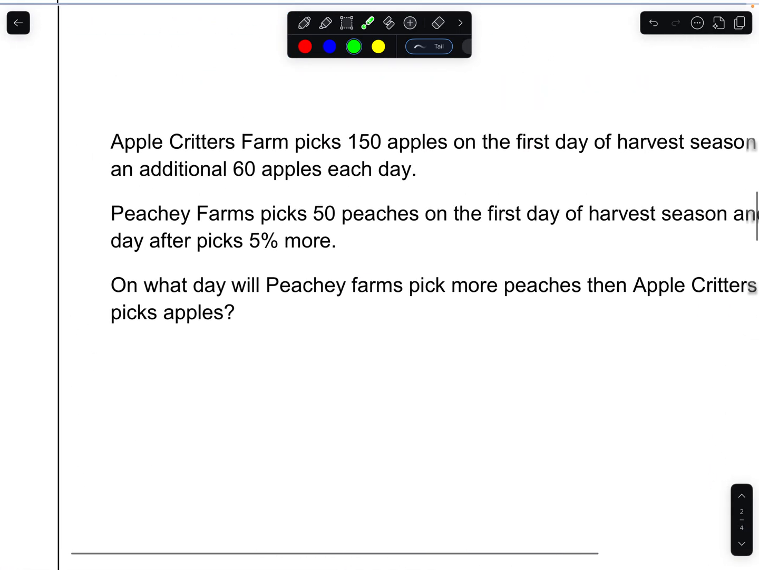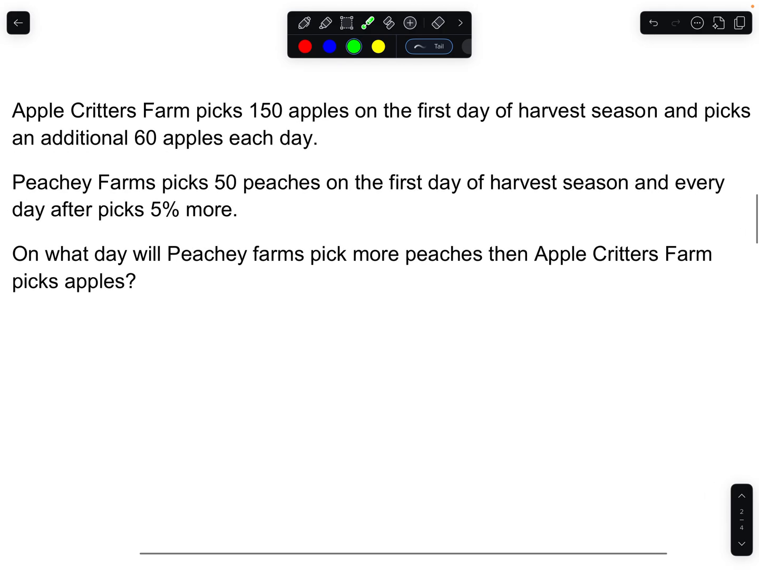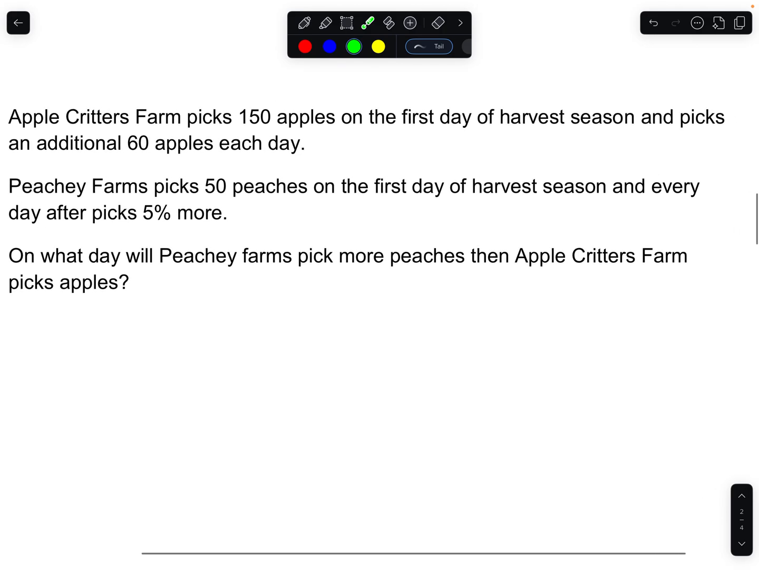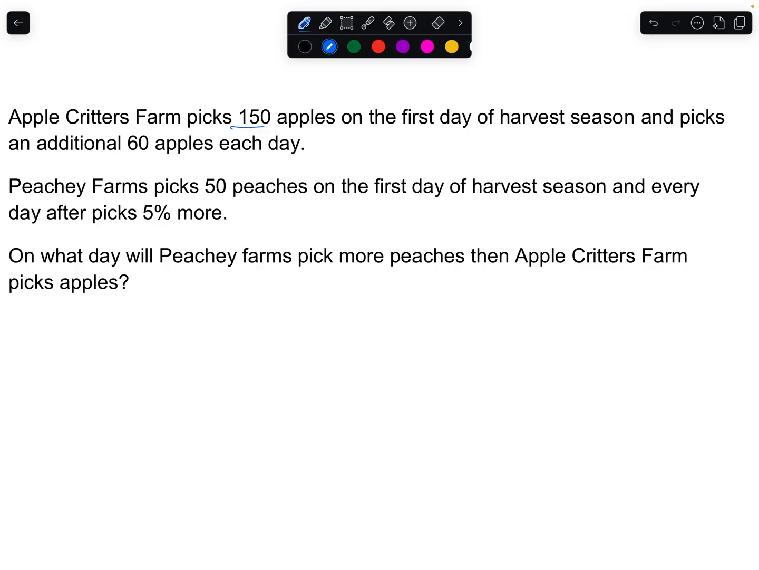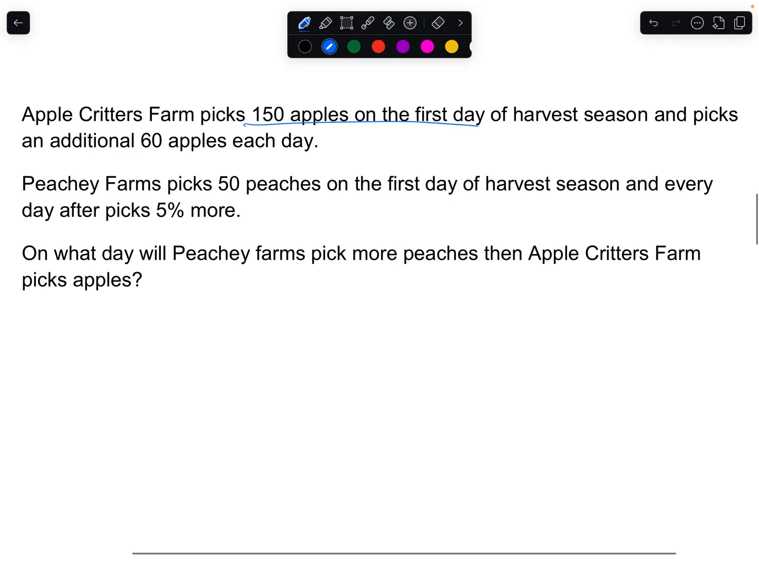All right, let's do one more, and then we'll be done. We have an apple critters farm that picks apples. They pick 150 apples on their first day of harvest season, and they pick an additional 60 apples each day. We're adding 60 each day. This is, well, you tell me. Is this going to be linear or exponential? Pause the video, answer the question, then come back and check your work. All right, we're adding 60 apples each day. This is linear.